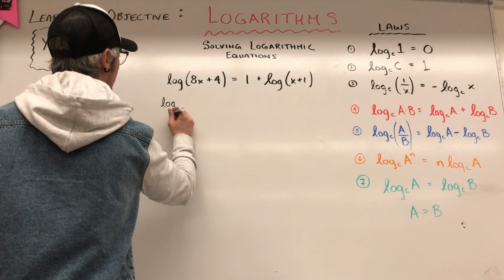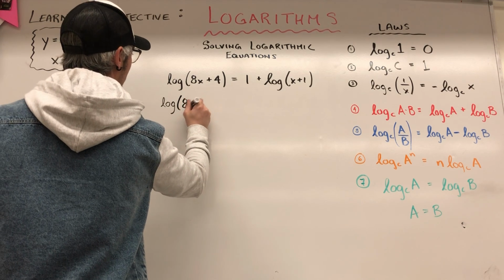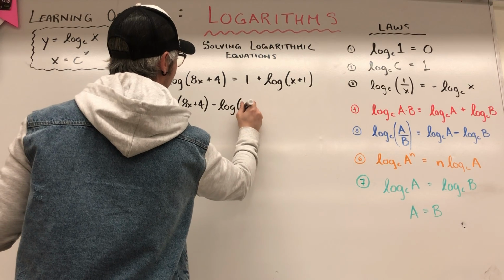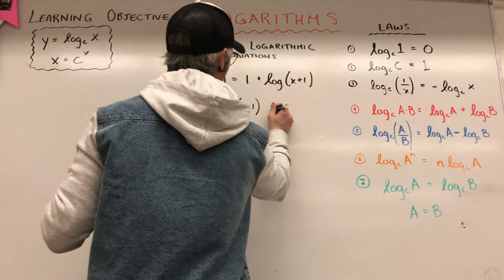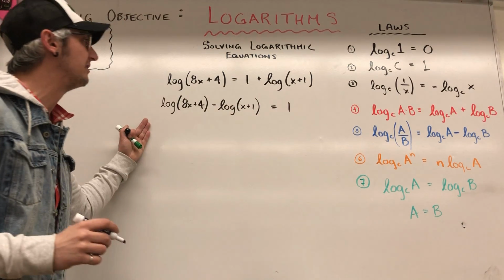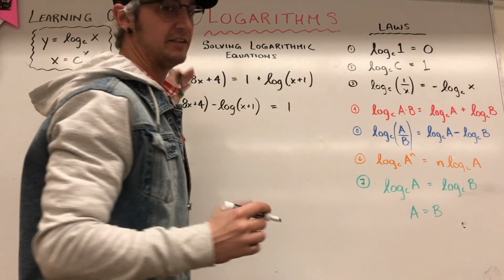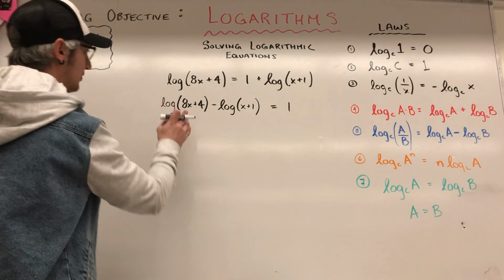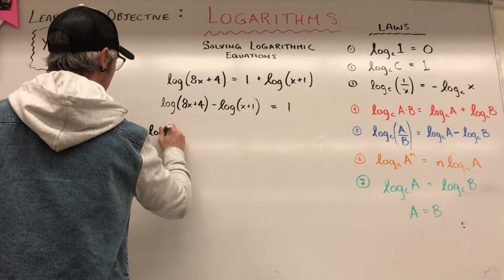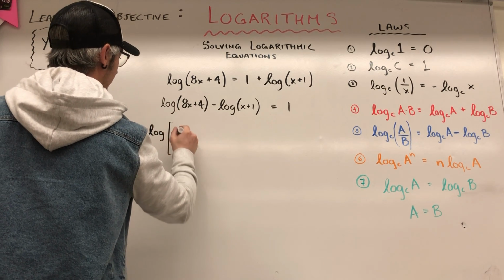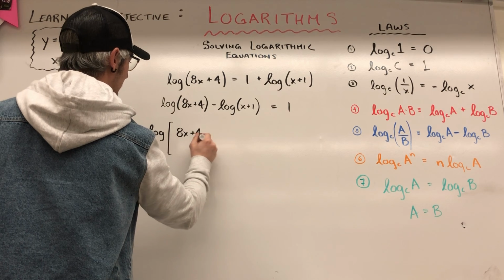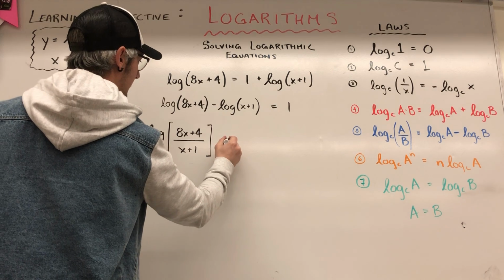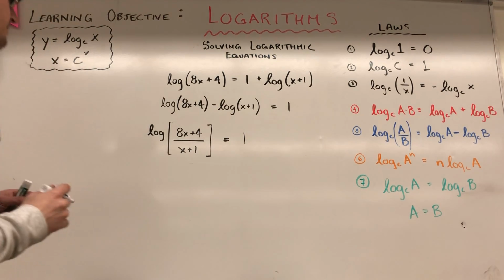So I get log of 8x plus 4 minus log of x plus 1 is equal to 1. Okay, so I'm basically bringing all my x's to one side, and I do that by bringing all my logs to one side, because that's where my x's live. Now I can use my law here to rewrite this. So log of 8x plus 4 divided by x plus 1 is equal to 1.